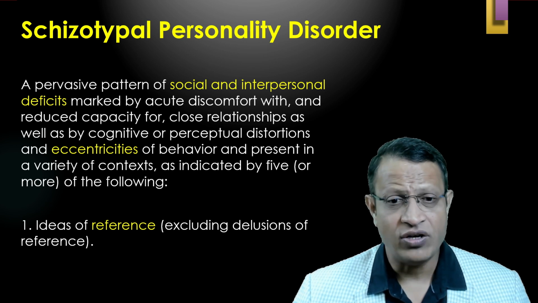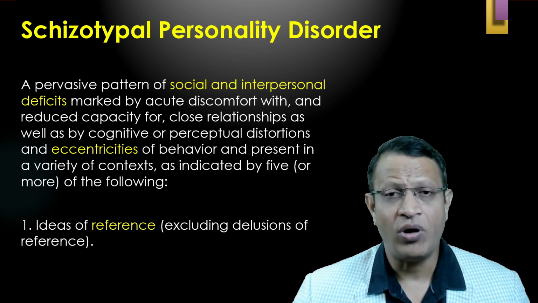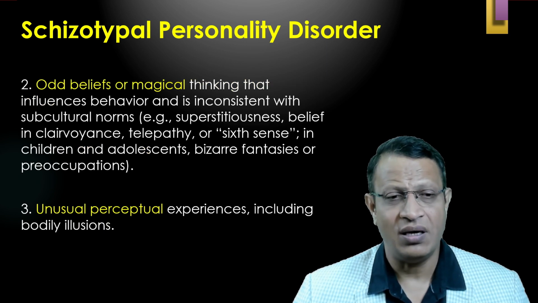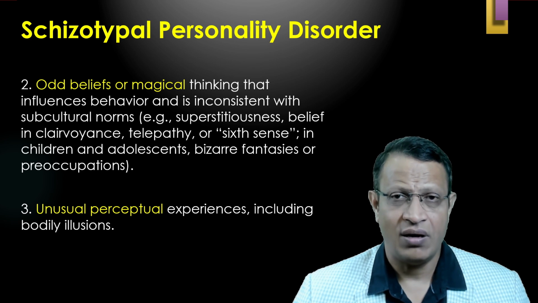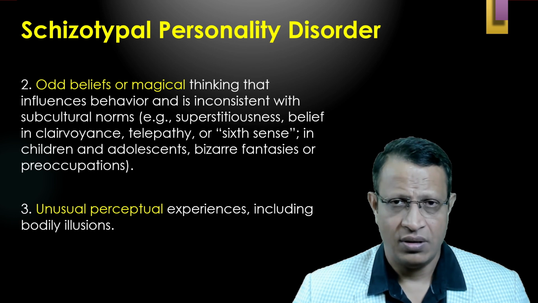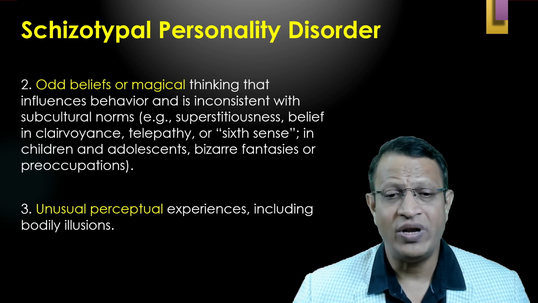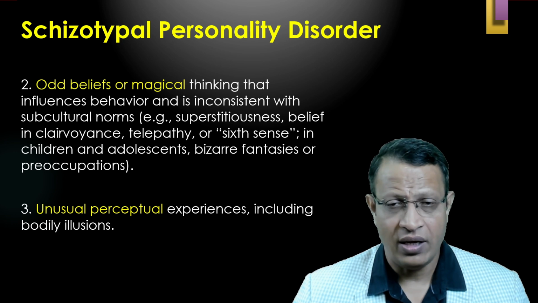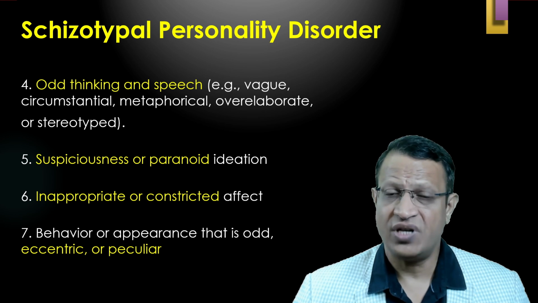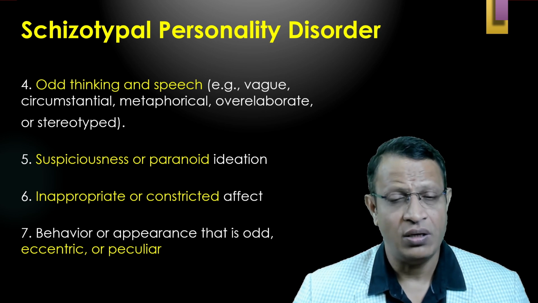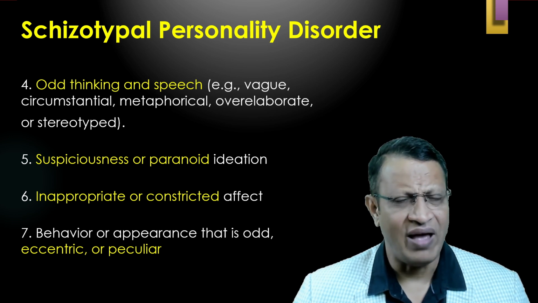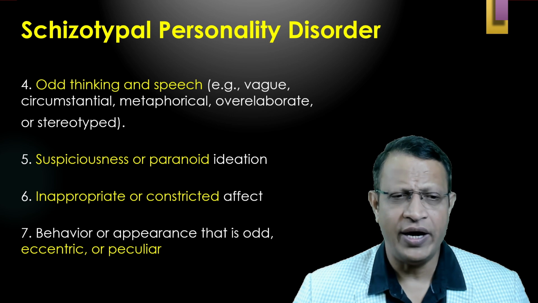They will have ideas of reference. That means it may not reach the delusional level. They have odd beliefs or magical thinking that influences behavior and is inconsistent with subcultural norms. They have unusual perceptual experiences, including bodily illusions. They have odd thinking and speech. Speech can be circumstantial, metaphorical, over-elaborate, or stereotyped. They may also have suspiciousness or paranoid ideas.